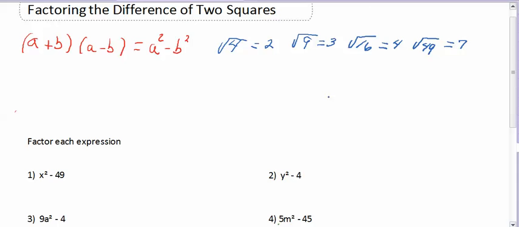Alright, one other thing you need to know is if you have x squared and you take the square root of x squared, you end up with just x.